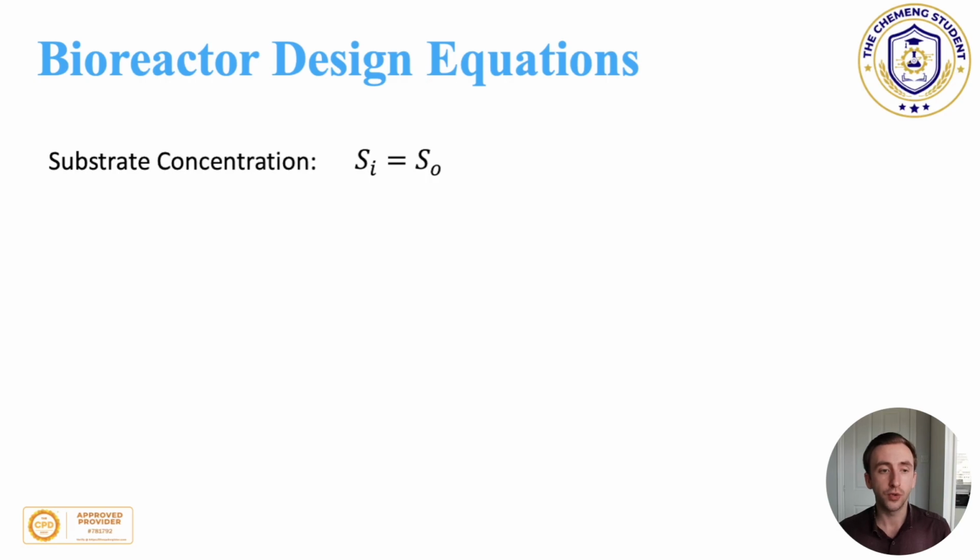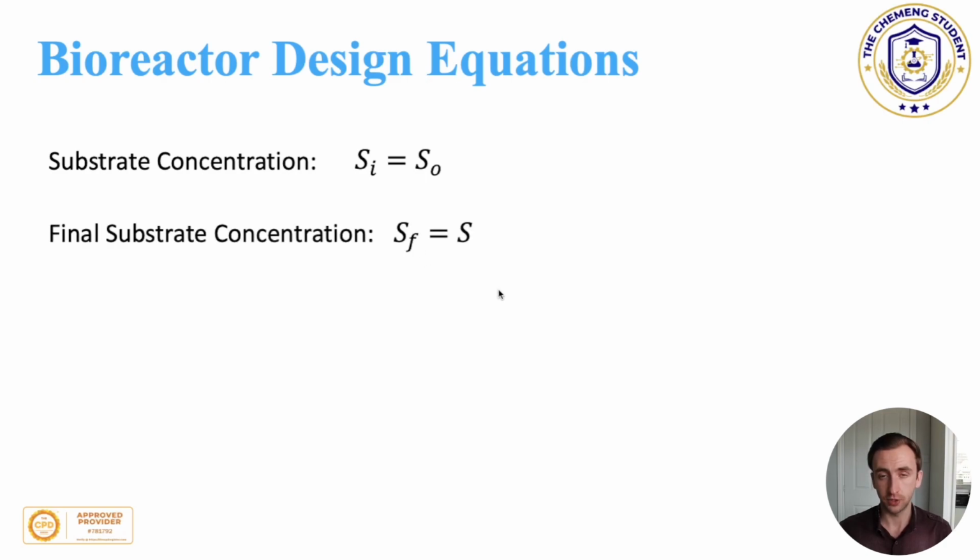We then come to the substrate concentration, and the substrate can vary depending on the system that you're using. It could be a specific compound, it could be a specific salt within the culture medium, it could be a wide range of things. But here we will denote the substrate concentration for the initial amount as either Si or S0. The final substrate concentration we can denote as SF, or sometimes known as S. It just depends.